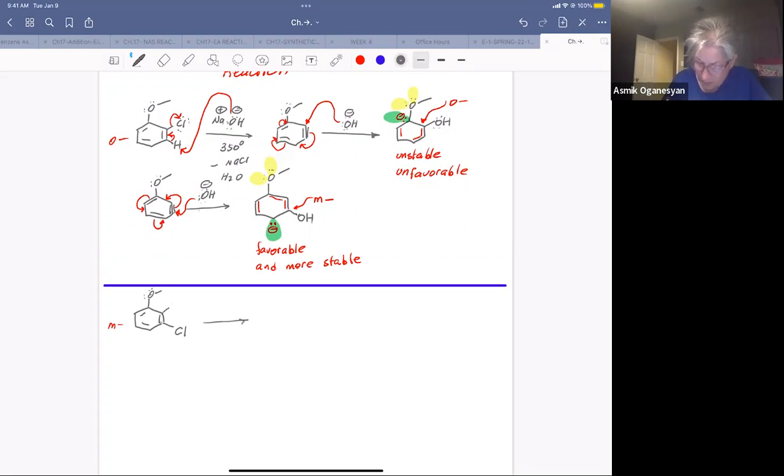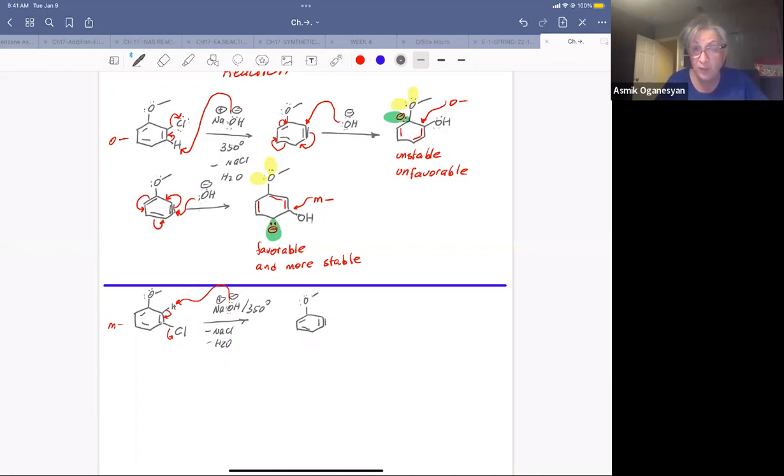Again, just like in the previous case, first we're going to abstract a proton on the adjacent position with the hydroxy group. It has a dual job here. It acts as a base and also as a nucleophile. So chloride leaves, just like in the previous example. Let's not forget the reaction conditions, be organized, okay? And so we're going to form our intermediate, just like in the previous case.